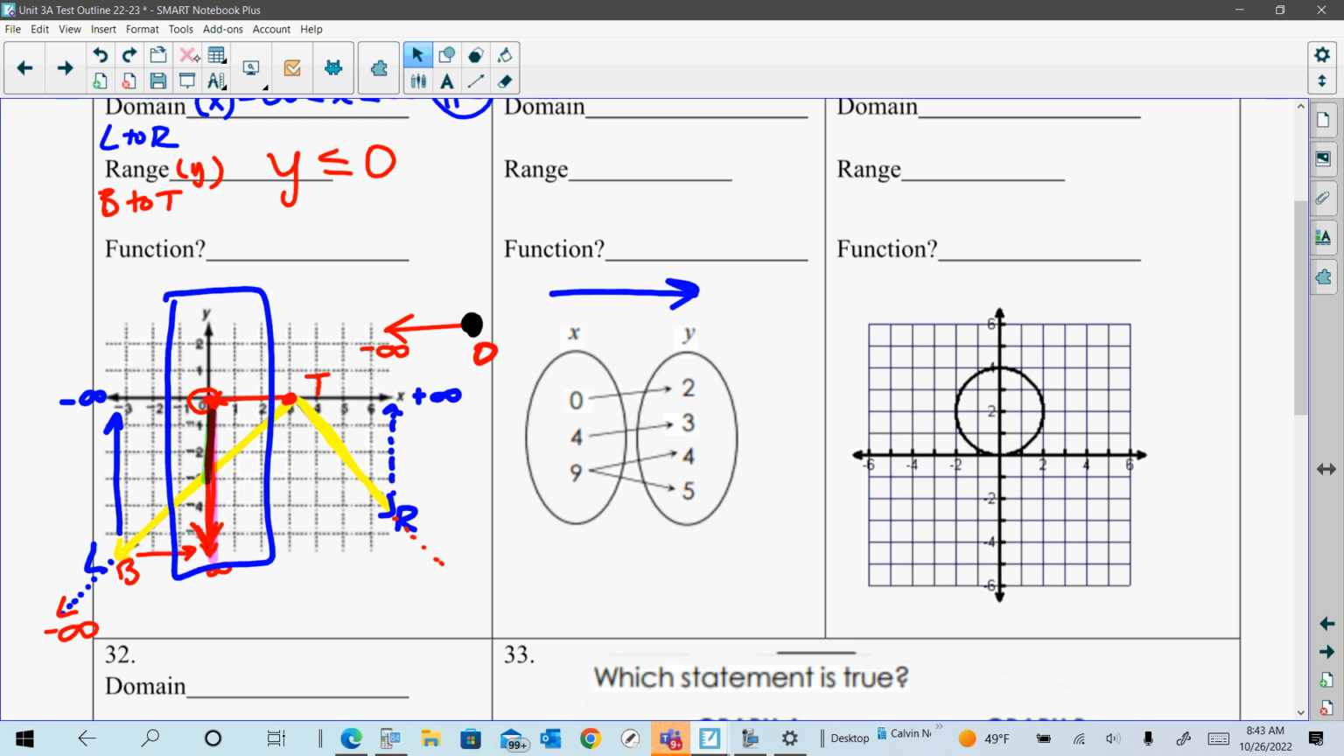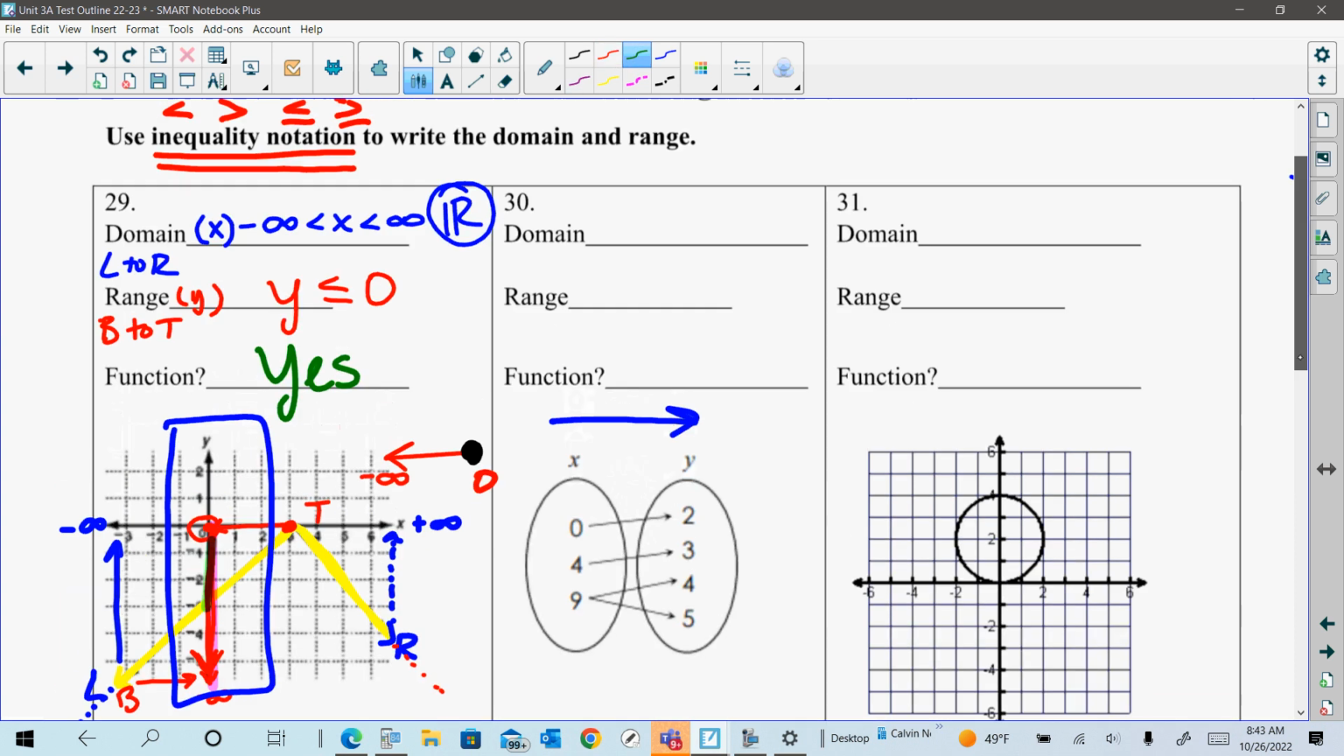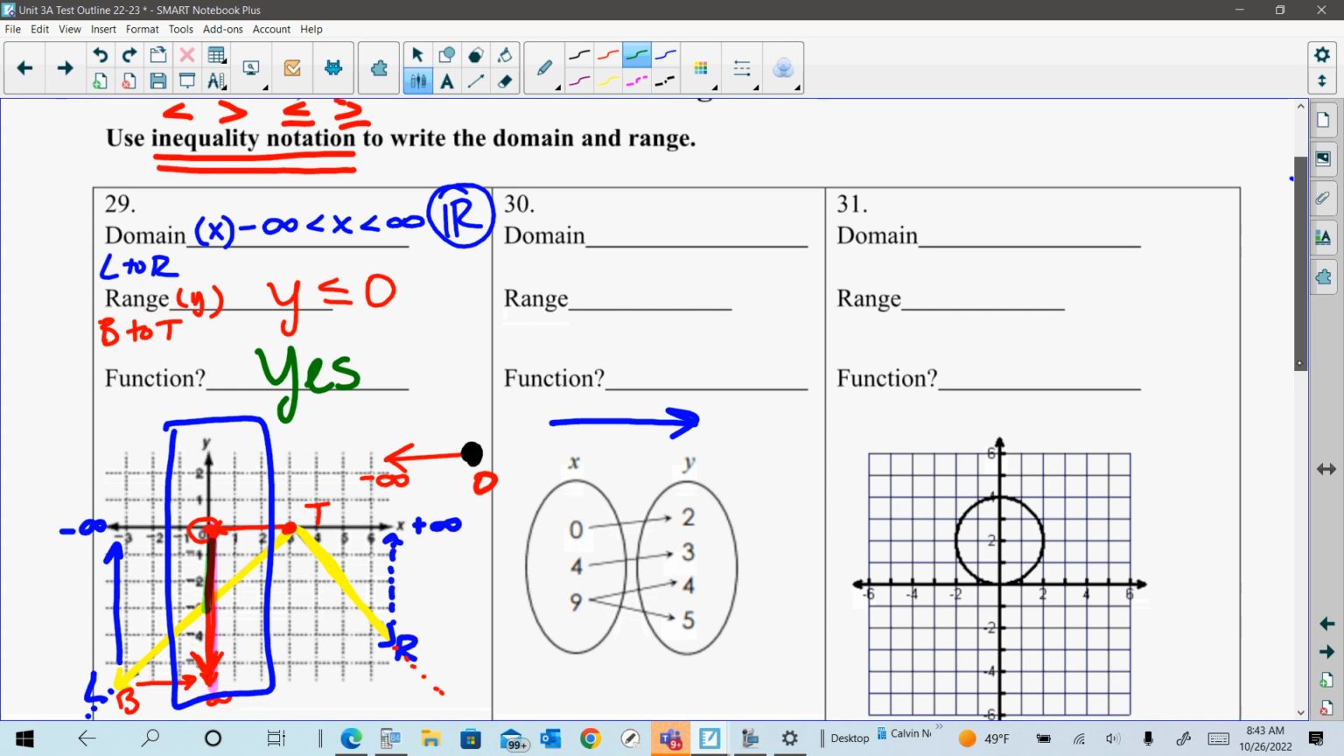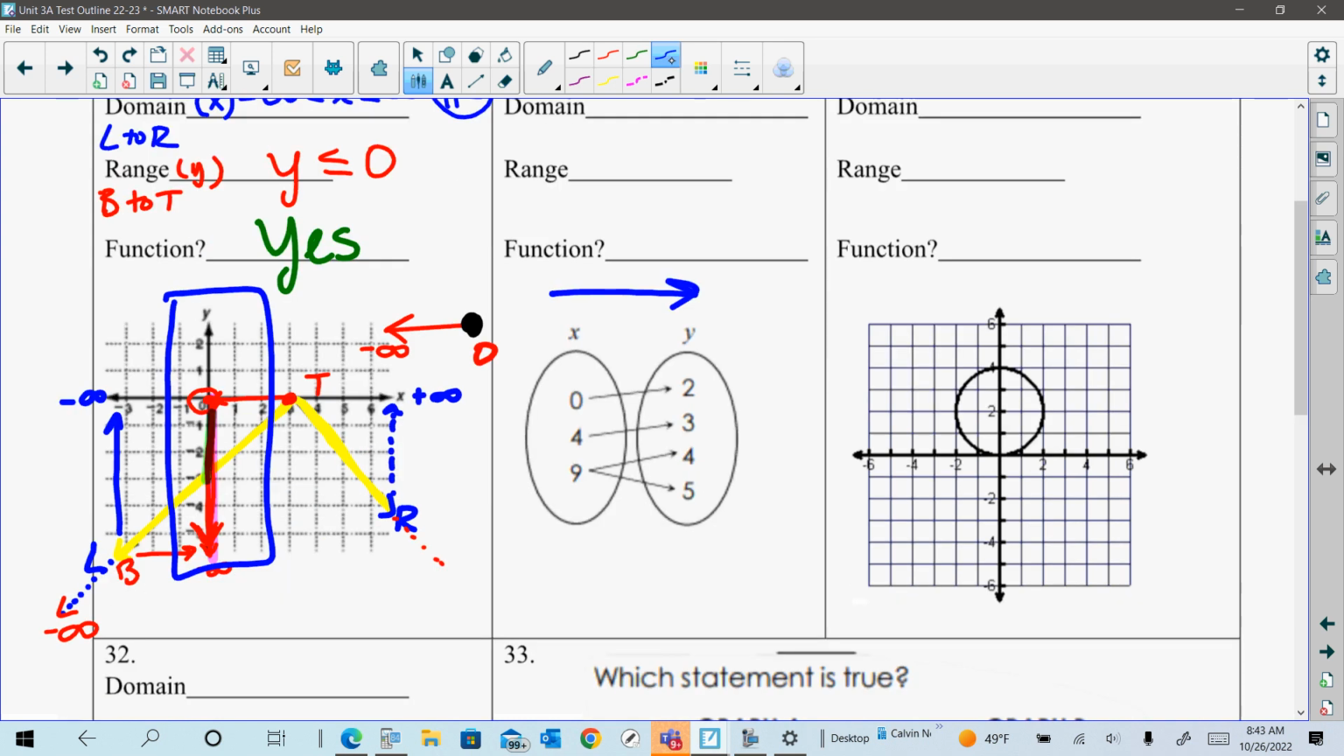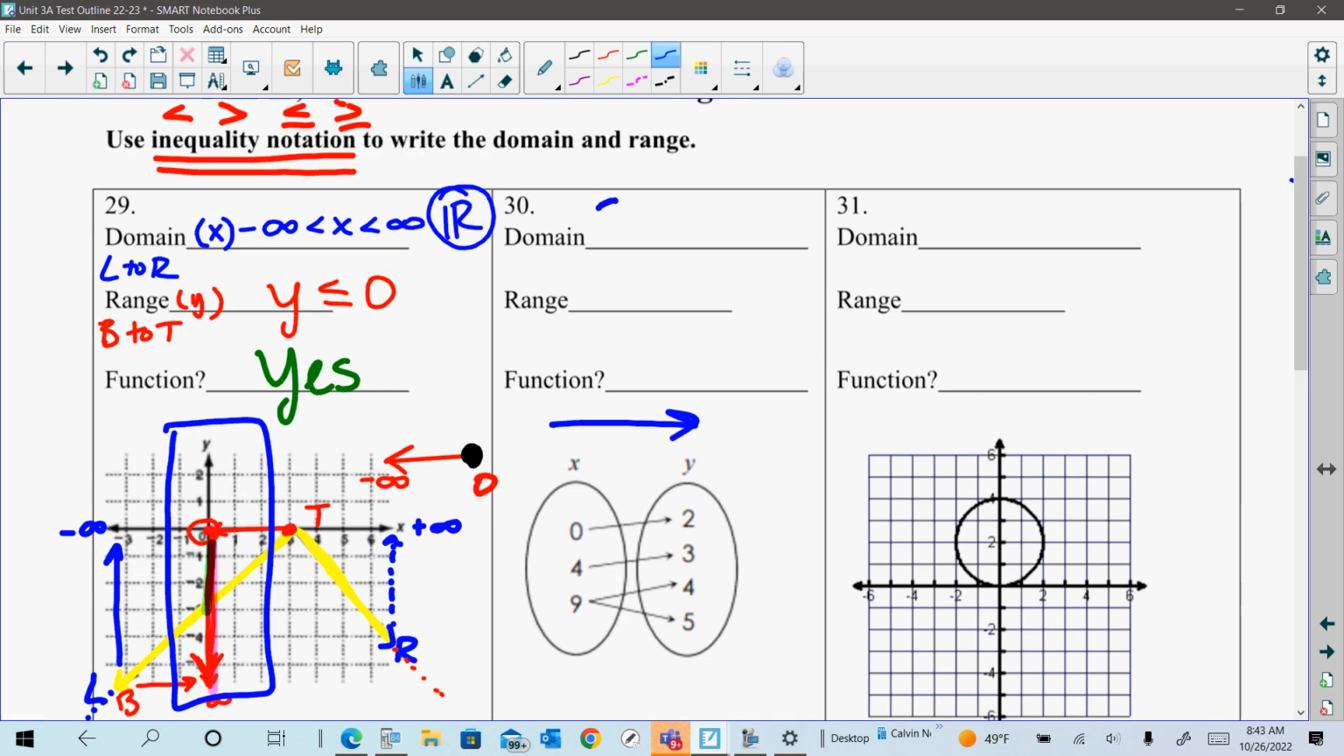All right, would this be a function? Yes or no? Yes, this is a function. Now this one's different. This is a mapping, so you should be using braces here because this is continuous.